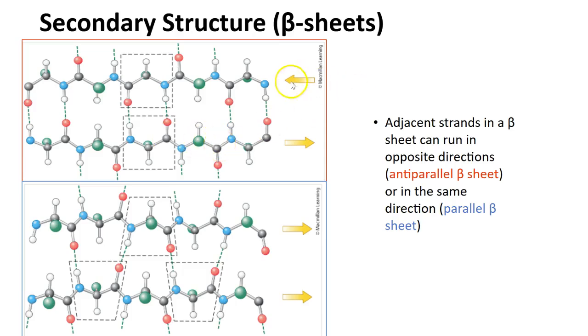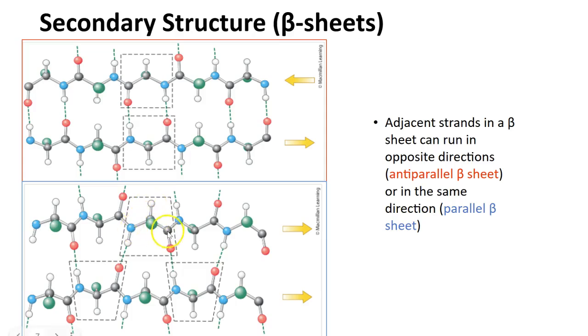And so since these are opposite directions, that makes this anti-parallel. But when you have them going in the same direction, these are parallel beta sheets. So once again, find your nitrogen. If you're going to the right, you see that this is not the carbon that's bonded to an oxygen, so we know this is not the peptide bond.